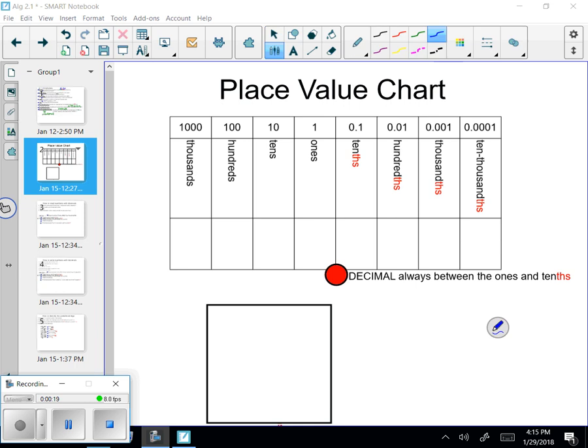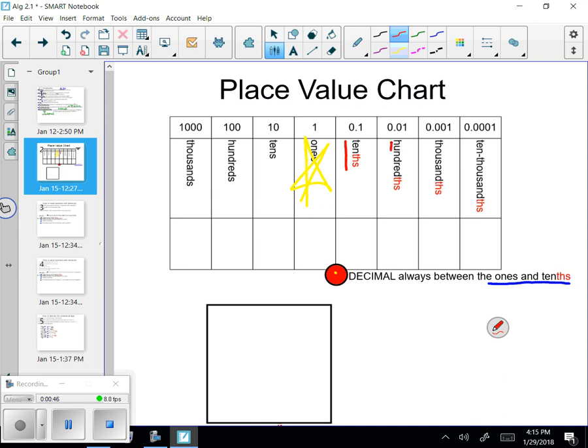The place value chart starts with a decimal. The decimal is always between the ones and the tenths. Now it's important that we know where the ones are. The ones come before the decimal. After the ones, we have our decimal, and then we have the tenths. Notice it has the ths sound at the end because it's a decimal.